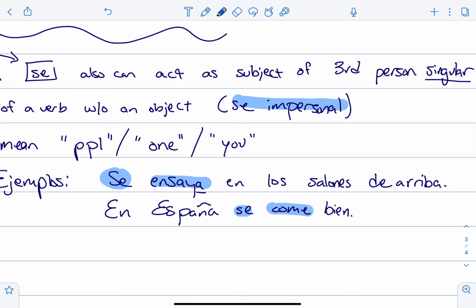So that's a little bit of passive voice for you and some impersonal se.